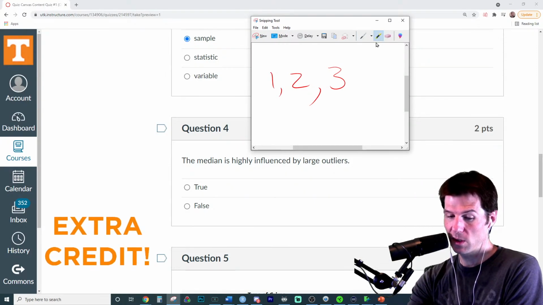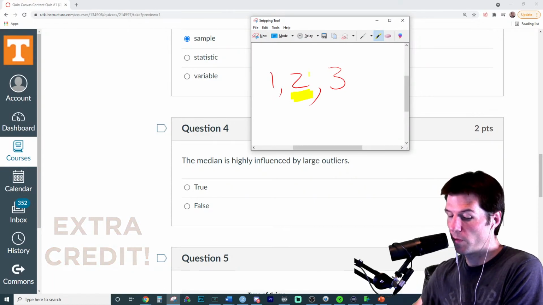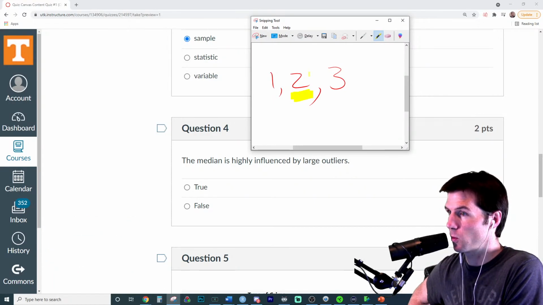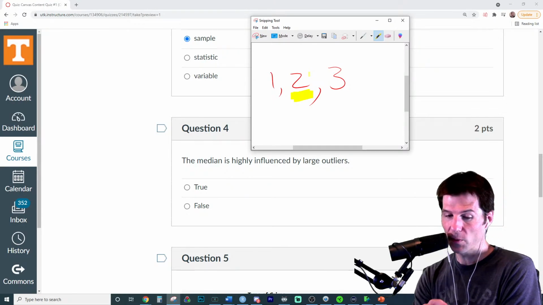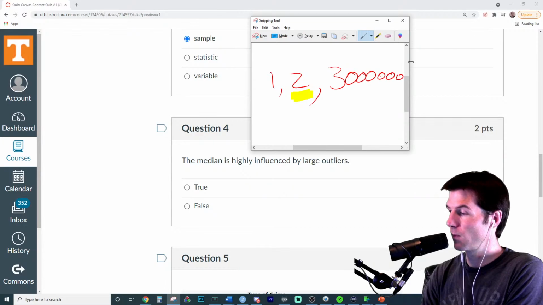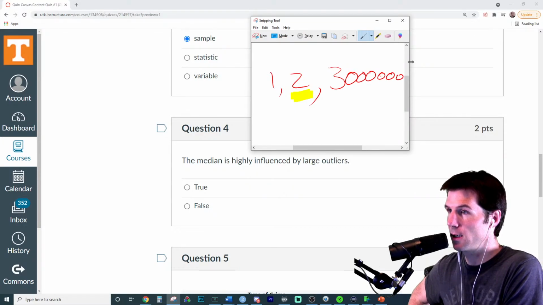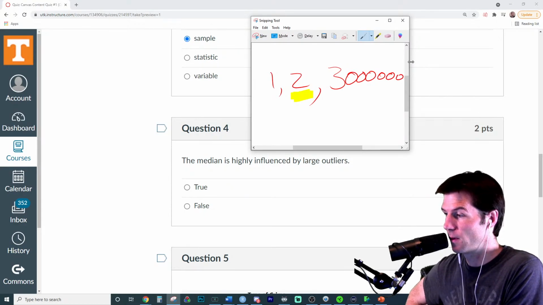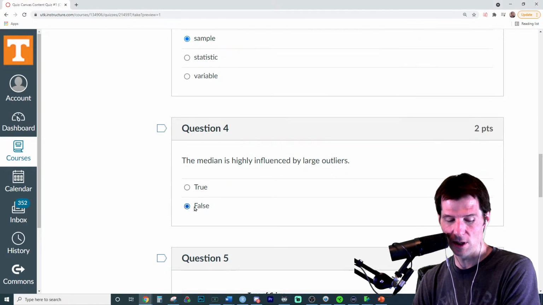So remember, you said the median was this in the previous example. True or false, the median is highly influenced by outliers. What do you think? Let's make it 3 million. And what's the median? It's the middle number. Would that be influenced by an extreme value on one side? No. Great answer, Jenna. That is definitely false.